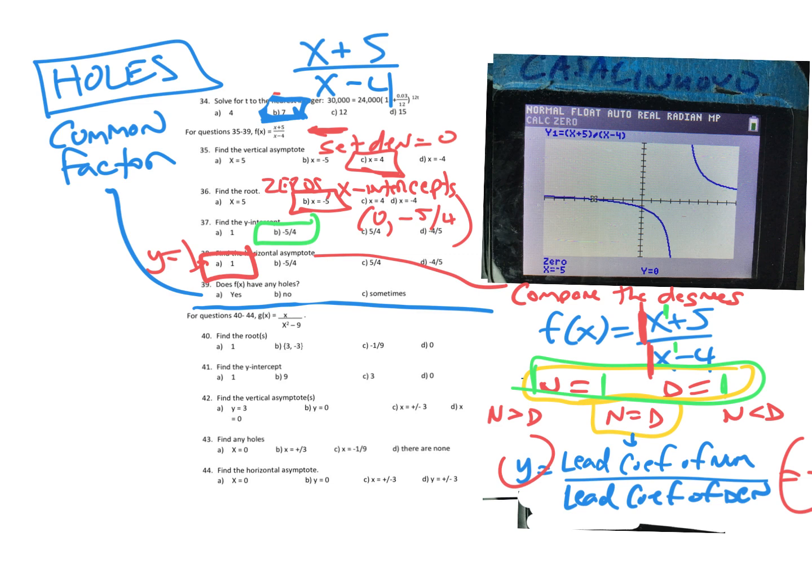I hope that your algebra experience tells you that those x's can't be canceled. But x plus 5 and x minus 4 both can't be factored. So since there's no common factor, this function does not have a hole, does not have a point of discontinuity.